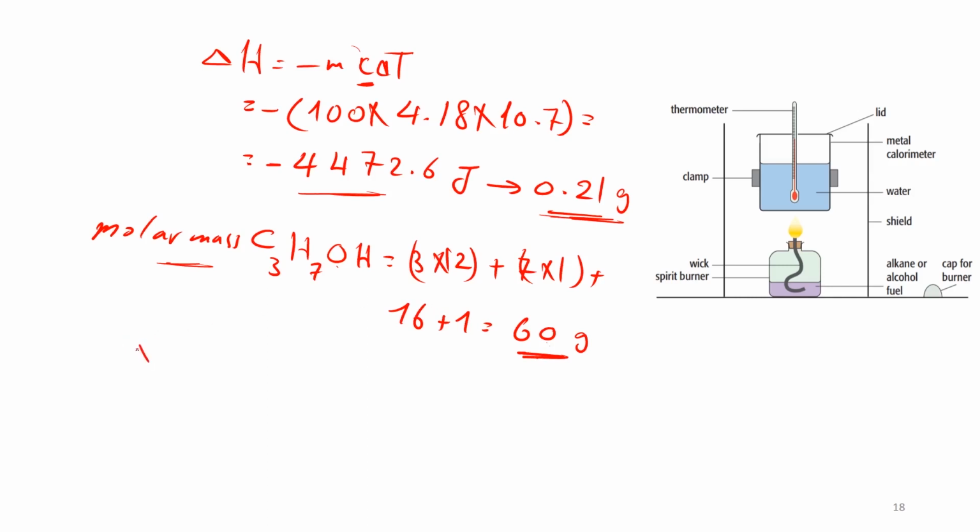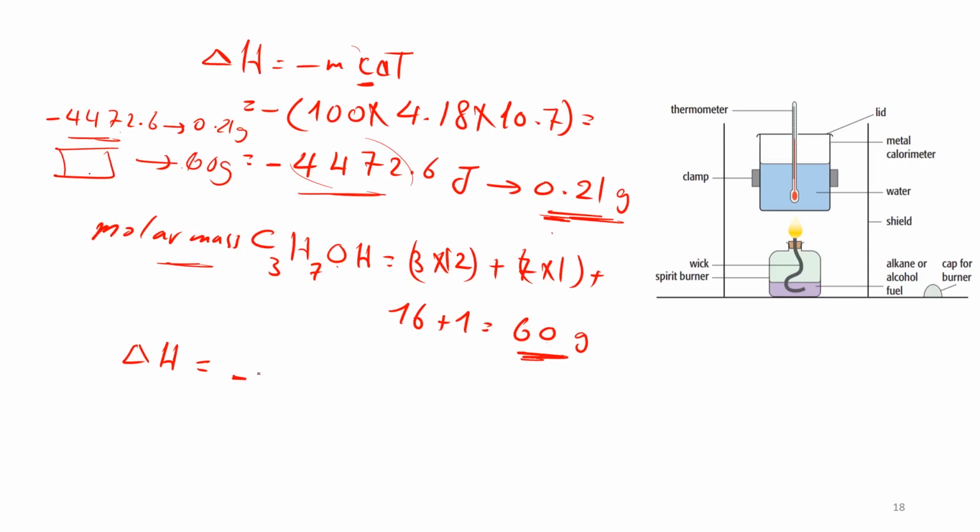So for that, the delta H in that case would be equal to, I will multiply this value by 60 divided by 21. You have to remember, I have to look at it that way. So this is the amount of energy released from 0.21 grams, and here if I have 60 grams, how much energy would be given off?